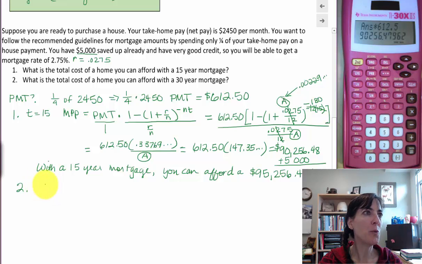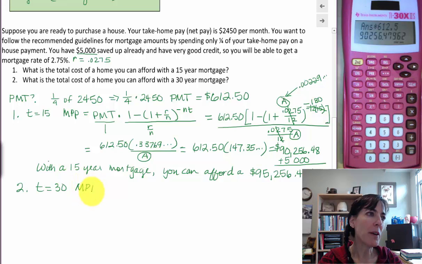Number two, what is the total cost of a home you can afford with a 30-year mortgage? So then our T equals 30. Most people take out a 30-year mortgage, and we'll see why in a minute. But some people take out a 15-year mortgage because they want to pay off their home sooner and they don't want to pay as much interest. So the interest rates are usually different for a 15-year mortgage versus a 30-year mortgage. But in this case, we're just going to compare with the same rate.